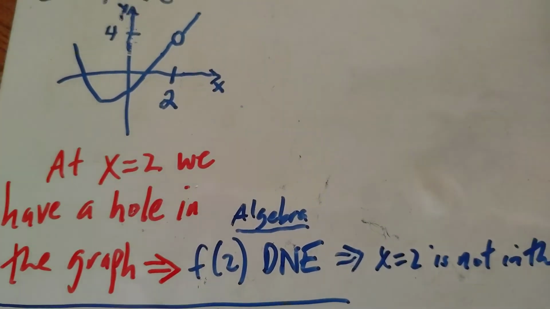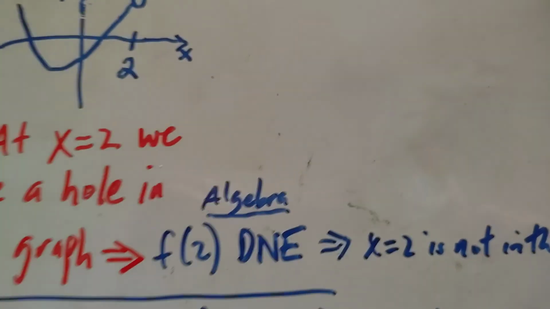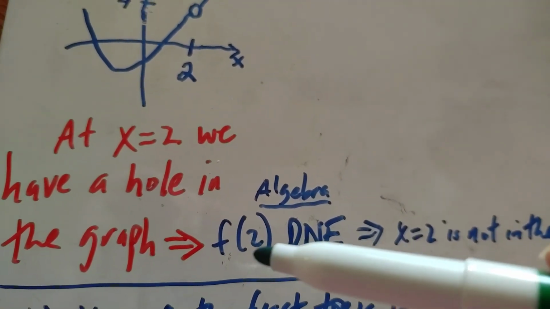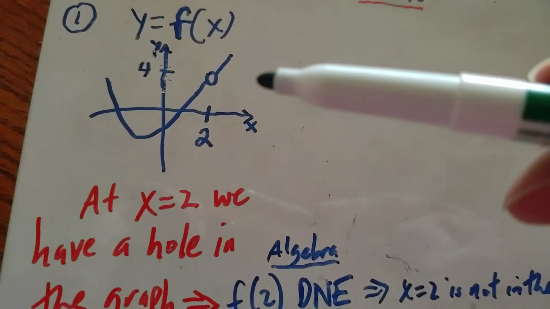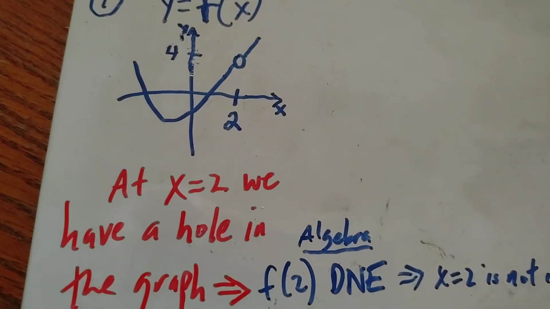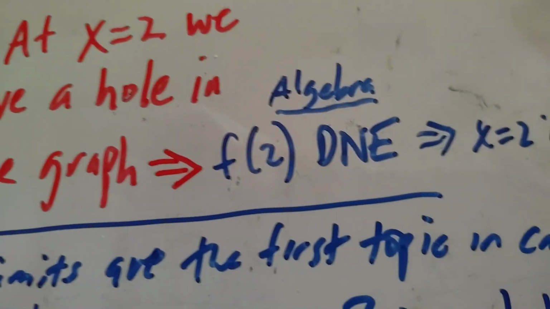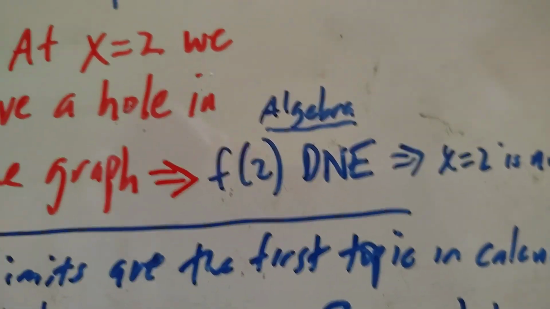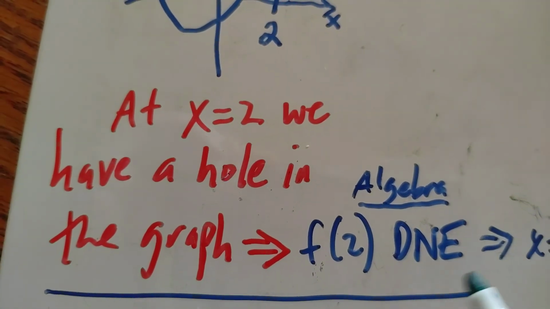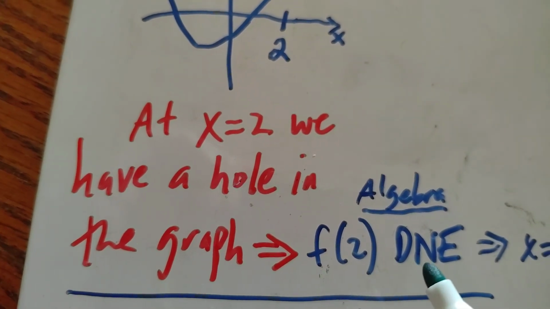So this implies if, in algebra, I asked you, what does f of 2 equal? F of 2, that's how we write it. So when I input 2 into the function, what is the output? We do not get a real number because a hole in the graph indicates that we have no value for x equals 2. So what we say is f of 2 does not exist. You'll see this sometimes: DNE, does not exist. You can either write it out or just write DNE.